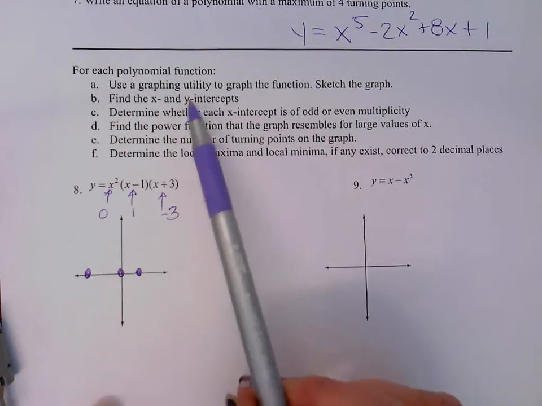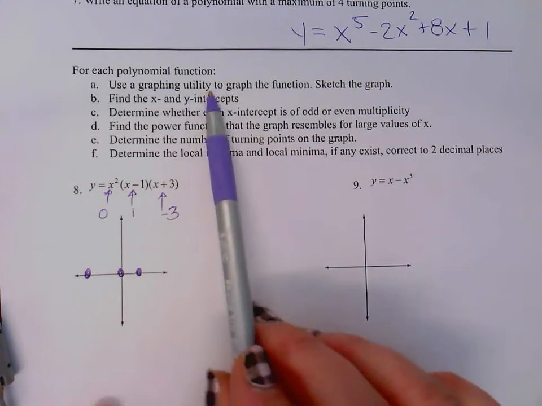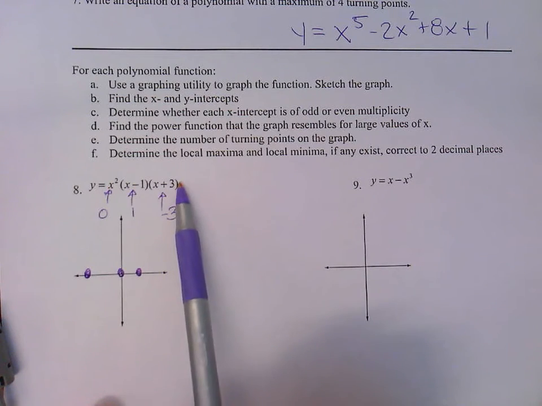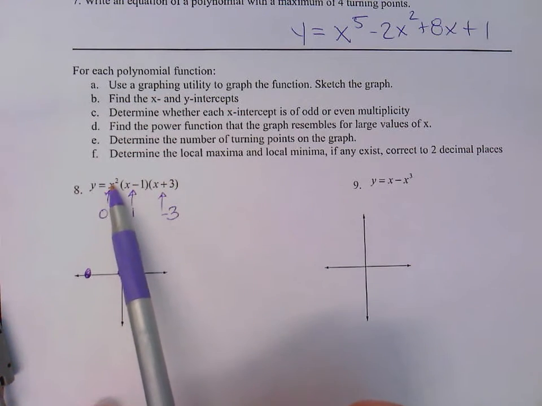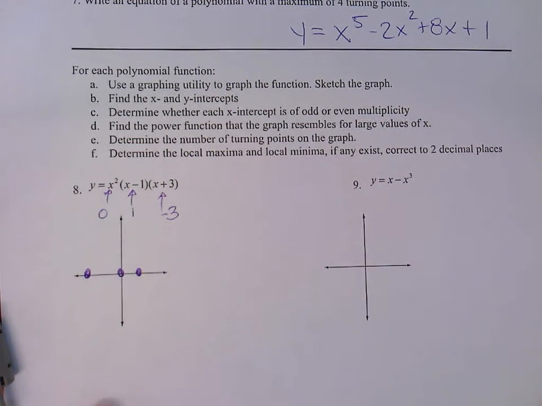I don't really need to find my y-intercept because I know that it's at 0. But if I wanted to find the y-intercept, I would plug in 0 for all these x's. So 0 squared is 0, times -1 times 3 is 0. Because an x-intercept was 0, the y-intercept is 0.